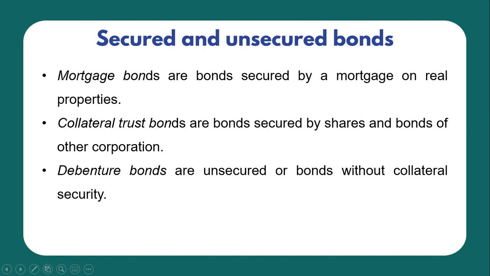Then, debenture bonds. These are unsecured bonds or bonds without collateral security. So, kaning first two, these are secured bonds, while debenture bonds, these are unsecured bonds.